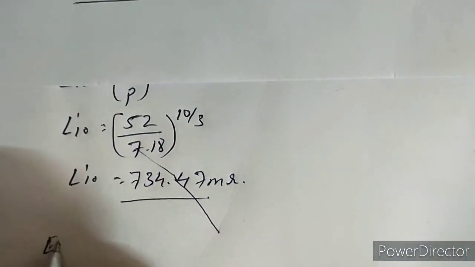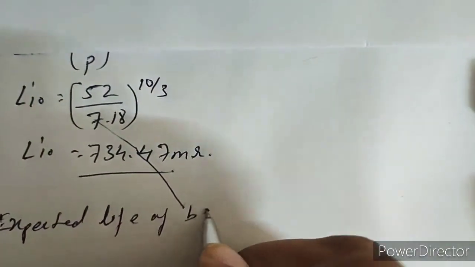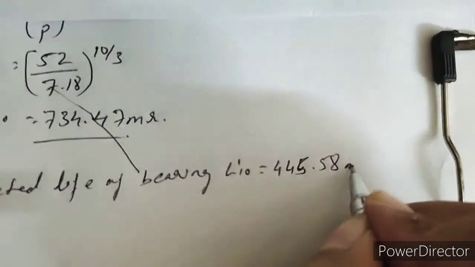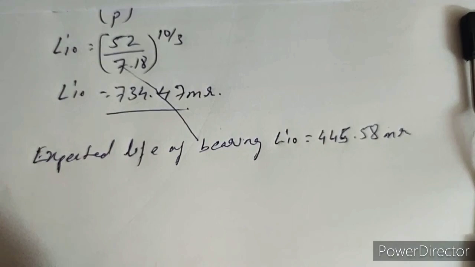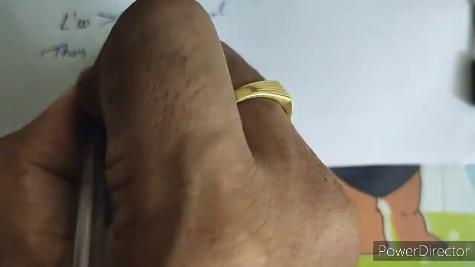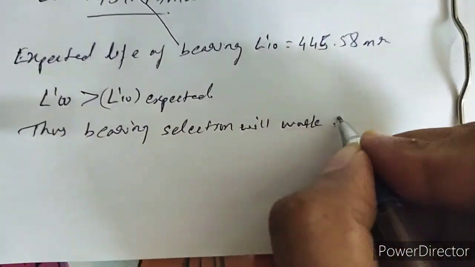The previous expected life was 445.58 million revolutions, which is very much less than that of the current bearing, so our bearing is safe for that duration, which is 6000 hours. So here the life is higher than the expected life, so the bearing is safe.